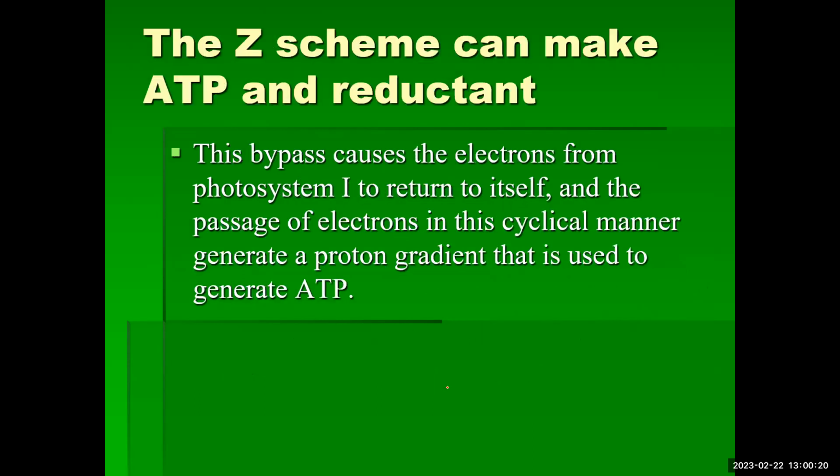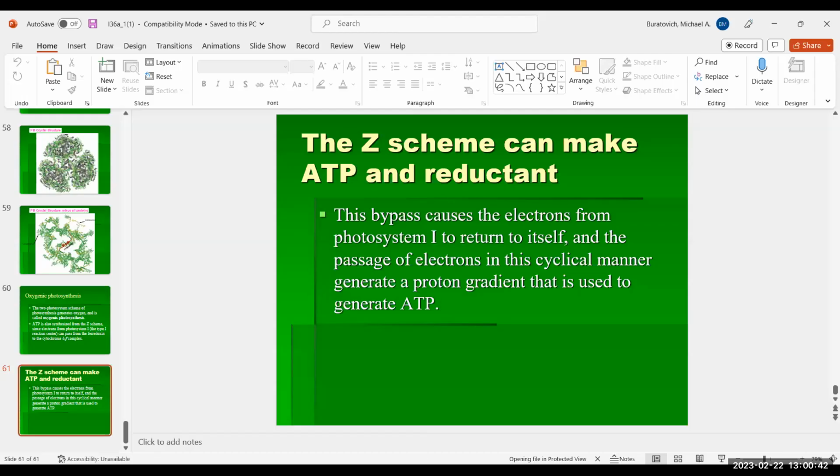It can return those electrons back to photosystem 1. That's cyclic photophosphorylation. It'll make ATP. But if not, it'll give those electrons to photosystem 1. And that's how the Z scheme works.